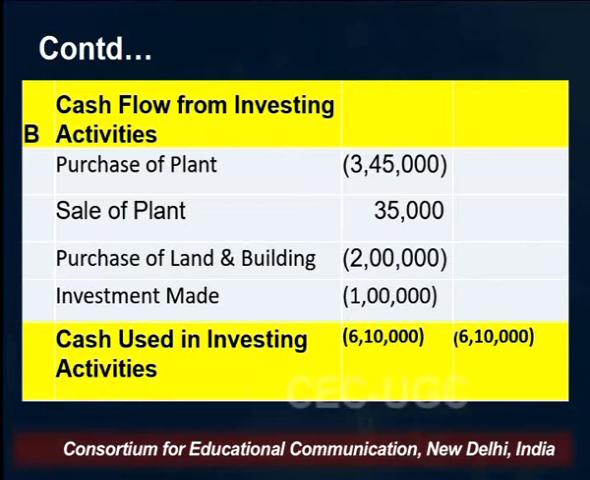In that we found purchase of plant, and the amount was 3,45,000. So this purchase of plant means the cash is going out. So it's a cash outflow under the head of investing activity. We have reported the purchase of plant as 3,45,000.